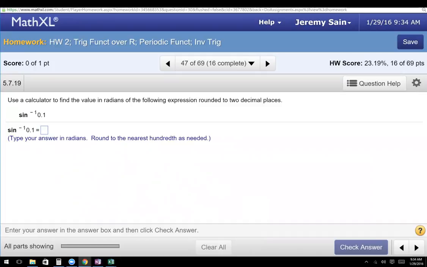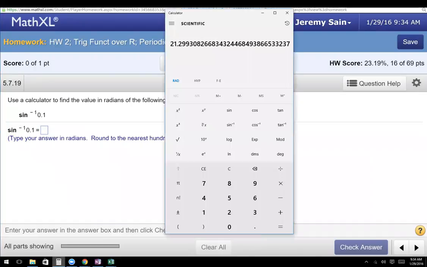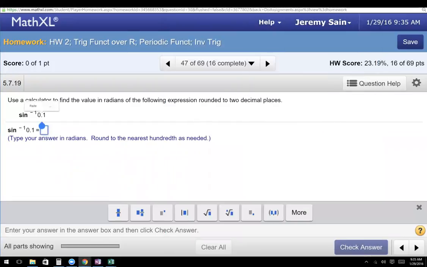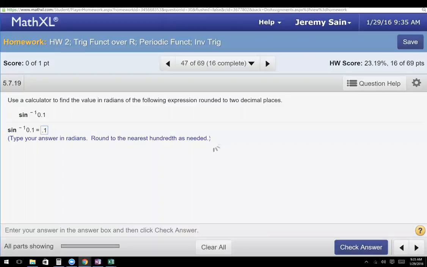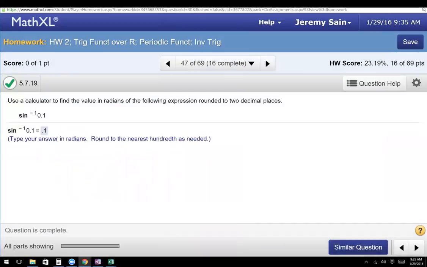So we go back to our calculator, which these are Michaela's favorites. We're already in radians, which is good. We go inverse sine of 0.1, nearest hundredth. Yep. And now I'm ready for Angel to say, oh, will that always work?